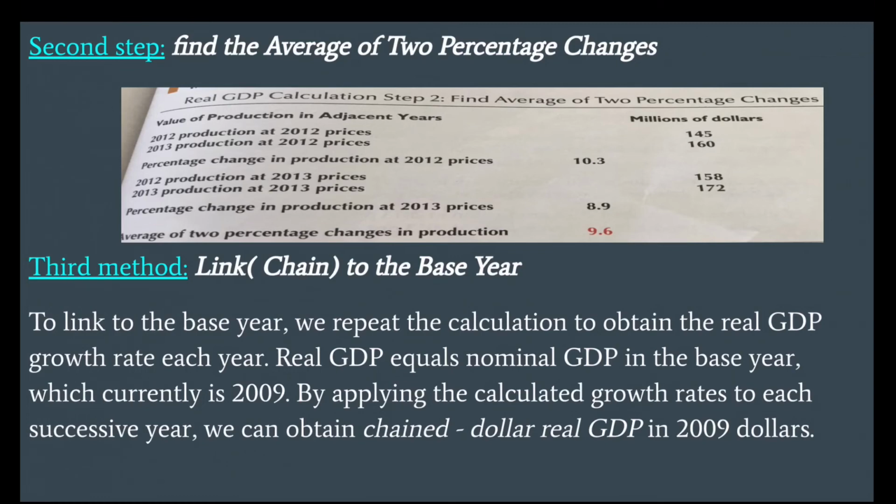Third step is to link or chain to the base year. To link to the base year, we repeat the calculation to obtain the real GDP growth rate for each year. Real GDP equals nominal GDP in the base year, which currently is 2009. By applying the calculated growth rates to each successive year, we can obtain chain dollar real GDP in 2009 dollars.